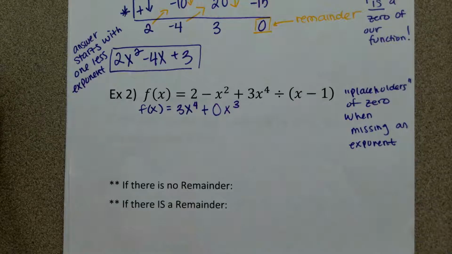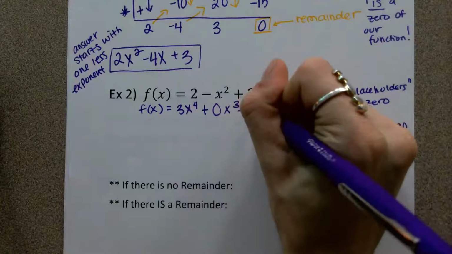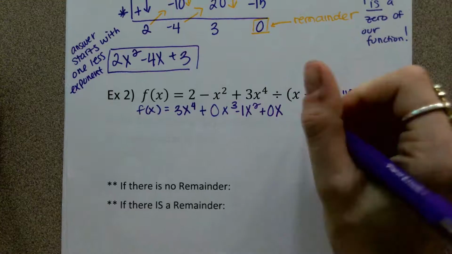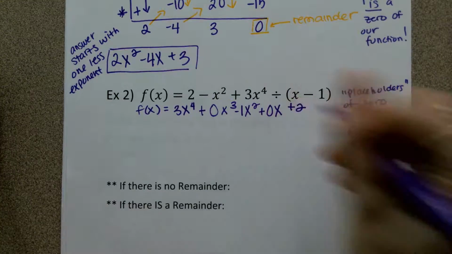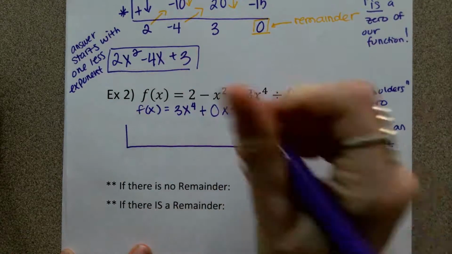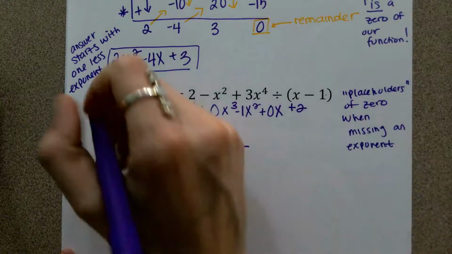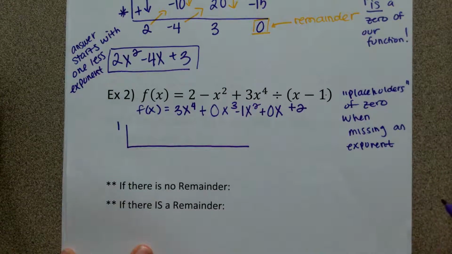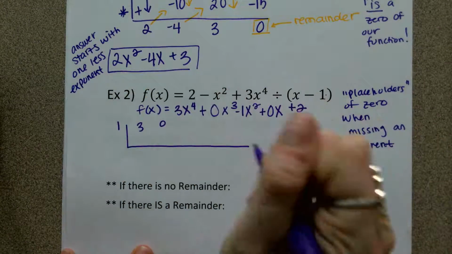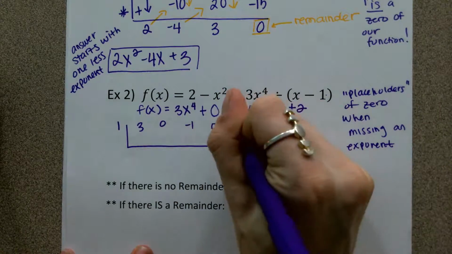Then we continue to fill in those missing exponents. We're missing a 1, and just decreasing. Once we have that, we can write our division box. The number that goes on the outside is x minus 1 equal to 0 and solve for x, so we get a positive 1. Then we write our coefficients in order. So we have 3, 0, negative 1, 0, and 2.